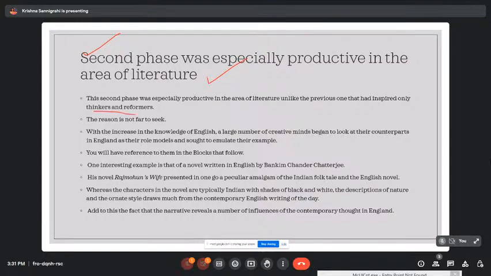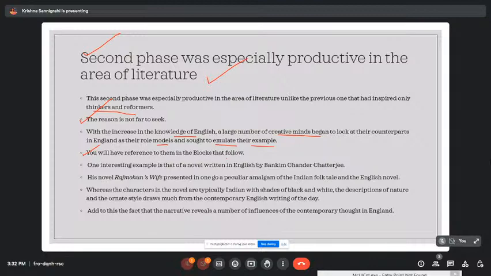Earlier, phase one mainly inspired thinkers and reformers. And with increase in the knowledge of English, a large number of creative minds began to look at their counterparts in England as their role models and sought to emulate, that is, imitate their example. So many writers were actually following and imitating the English writers.